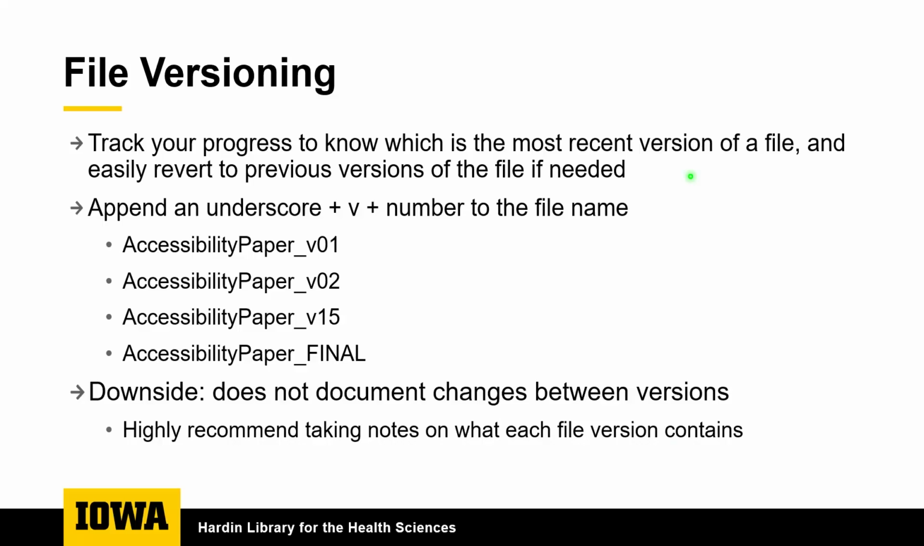Lastly, I'm going to discuss file versioning, which is important since it allows you to track your progress, to know what's in the most recent version of a file, and easily revert to previous versions of the file if needed. The best way to version files is as shown on this slide by appending an underscore and a V and number to the file name. The downside of versioning is that it does not document what was changed between versions. So we highly recommend taking notes on what each file version contains.